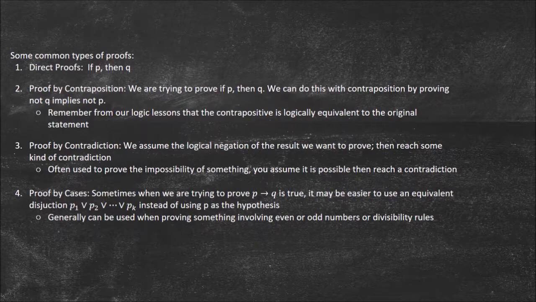Next, we have proof by contraposition. This is a common one where if we're trying to prove P implies Q, we can do this with contraposition by proving not Q implies not P. So remember, in our logic section, we showed that not Q implies not P is equivalent to P implies Q. They're logically equivalent. If you want to do a truth table, you could do that and you'd see that they're the same. So that's another way to do a proof. We can just do the contraposition here instead of, actually, wait, this should be not Q implies not P. Misspoke there. So not Q implies not P.